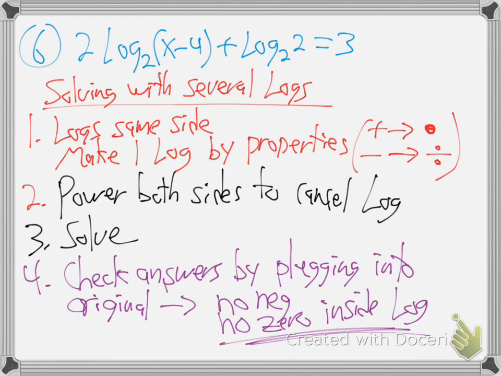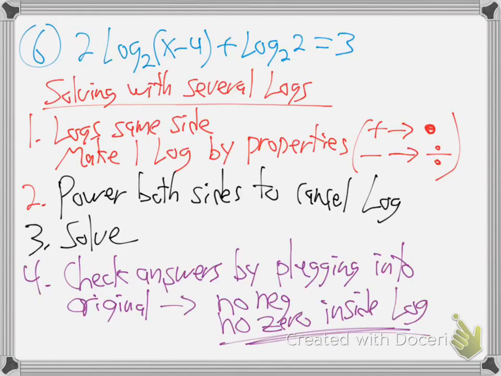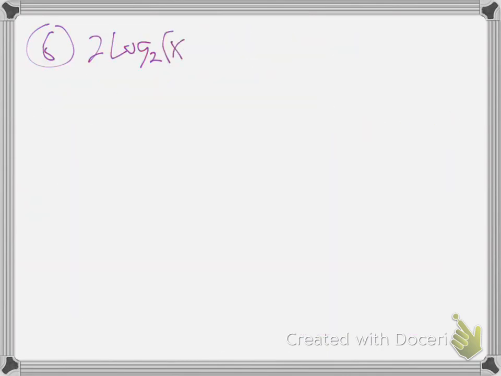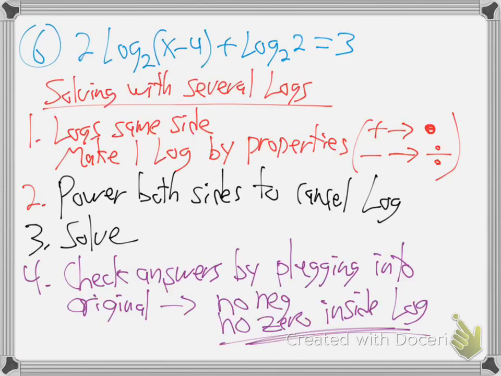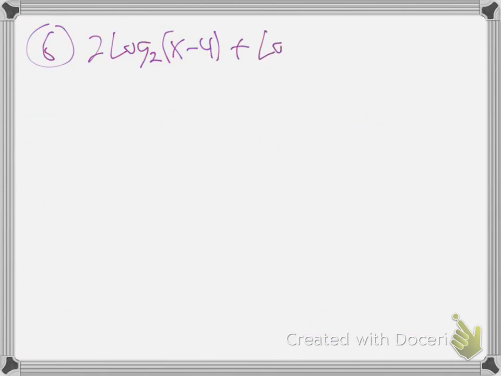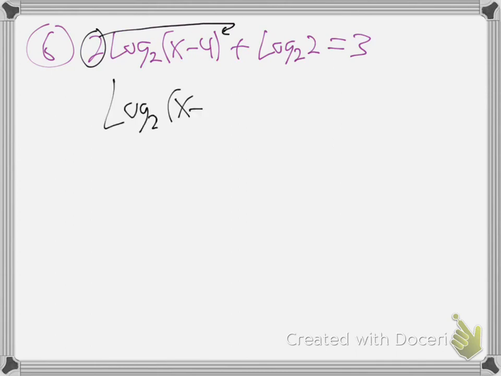Let me recopy it here. Number 6, what was it? 2 log base 2 of x minus 4 plus log base 2 of 2 equals 3. Okay, the first step said get them on one side and make it one log. How do I make that one log? Multiplication. Grab that power, put it up here: log base 2 of x minus 4 squared. And then it's going to be times the other 2, right? This 2 comes down, this guy comes down, equals 3.